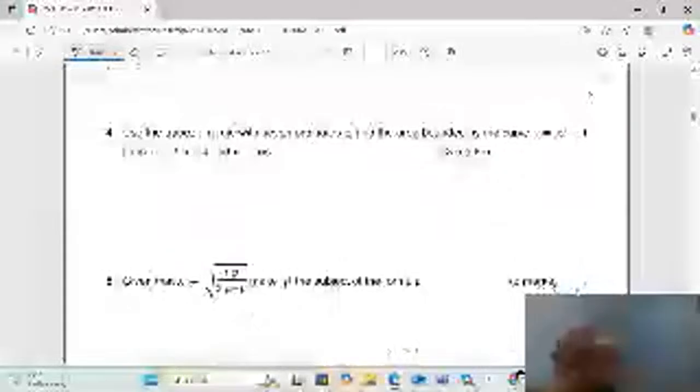The next question, question number 4. We have coordinates to plot, with x and y. So we are given values of x: negative 2, negative 1, 0, 1, 2, 3.